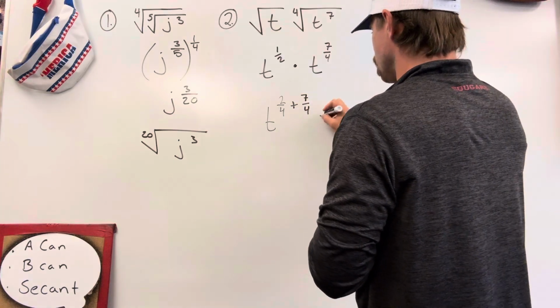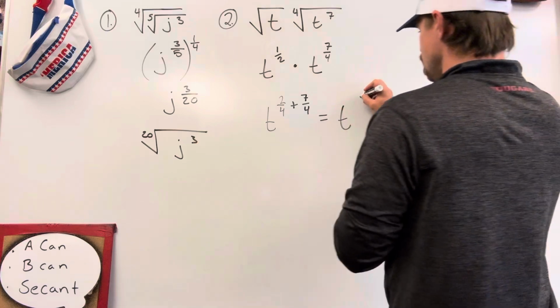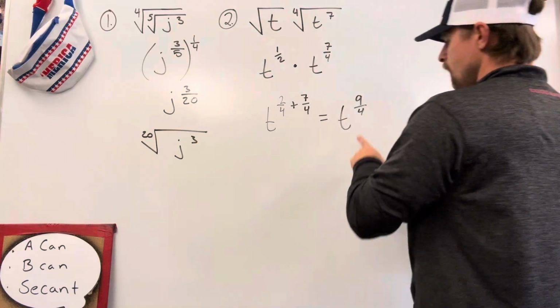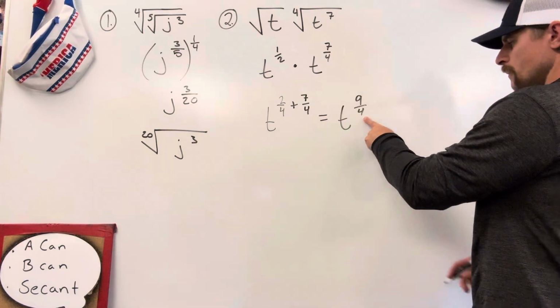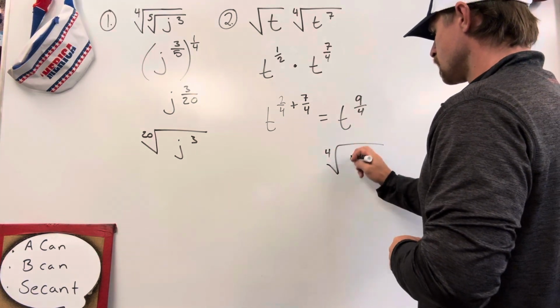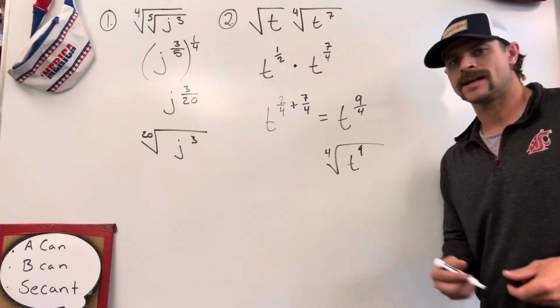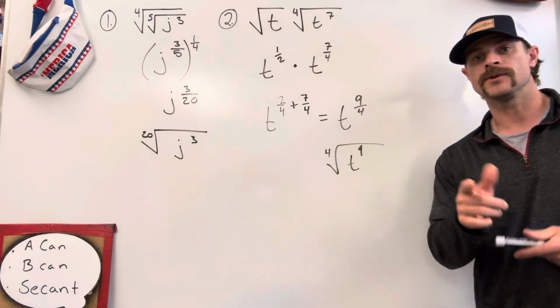And that's going to leave me with a final result of t to the, what's 2 plus 7? 9/4. Take this exponential form, convert it into radical form. The 4 goes in the crevice, t goes inside, 9 is your exponent, and we have now answered these two questions. Hopefully this makes sense.